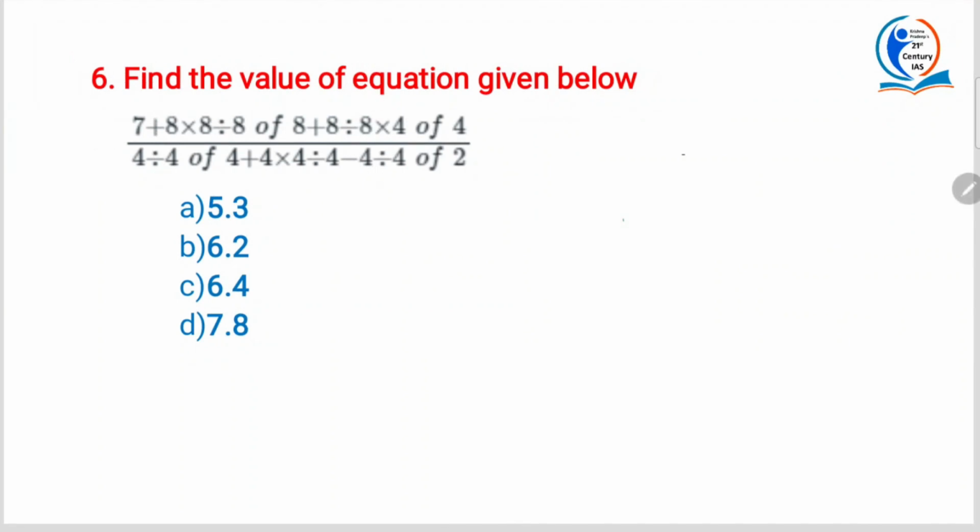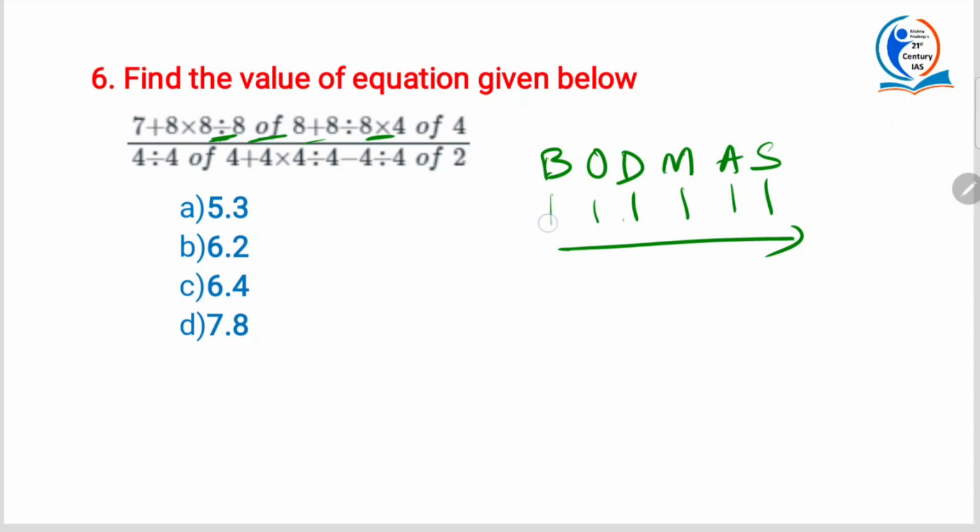Find the value of the equation given below. Okay, so here you are observing that you have division, you have of, you have multiplication and addition. Now you have to recall the BODMAS principle which we discussed in the previous sessions. Okay, what is this BODMAS? It is bracket of division, multiplication, addition and subtraction. Okay, this is the full form. Now where will we use? If all the operations appear in the same equation, then the order of precedence should be this way. First you have to solve the brackets, of, division, multiplication, addition and subtraction.